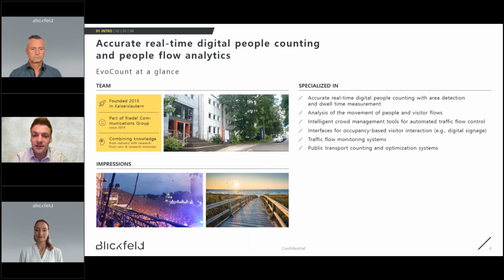be it at the event, in tourism, in traffic optimizations, in the venue area, or in public transport. Our systems are intelligent crowd management systems to optimize the customer's experience and customer security.